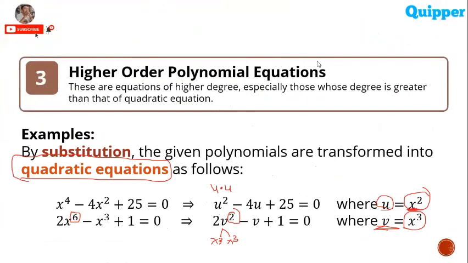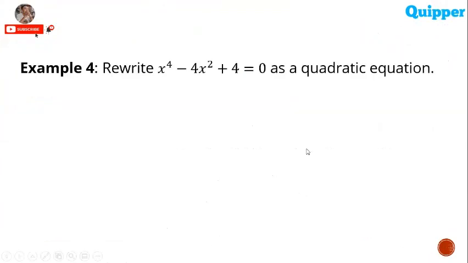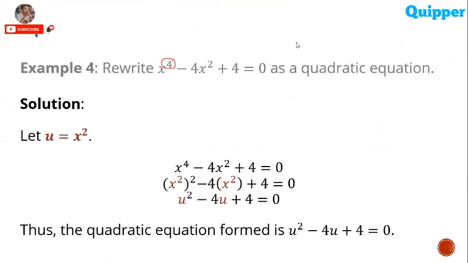For example, rewrite x to the fourth power minus 4x squared plus 4 equals 0 as a quadratic equation. Take note that the degree is 4, right? The highest exponent is 4. Therefore, we need to let a certain value, it's either u or v or any other variable, be equal to, what do you think? It's x squared. We'll let u be equal to x squared.